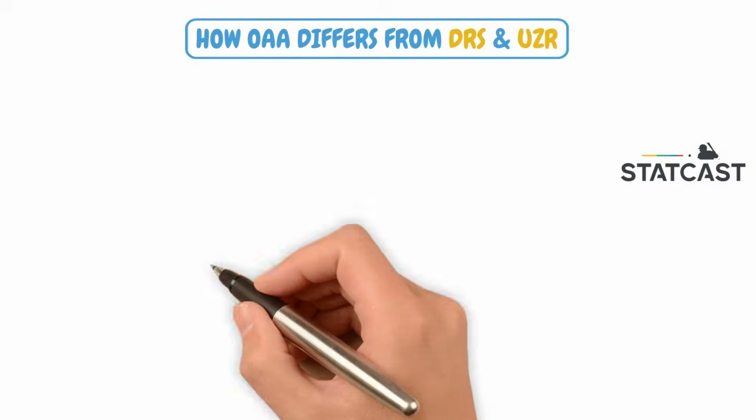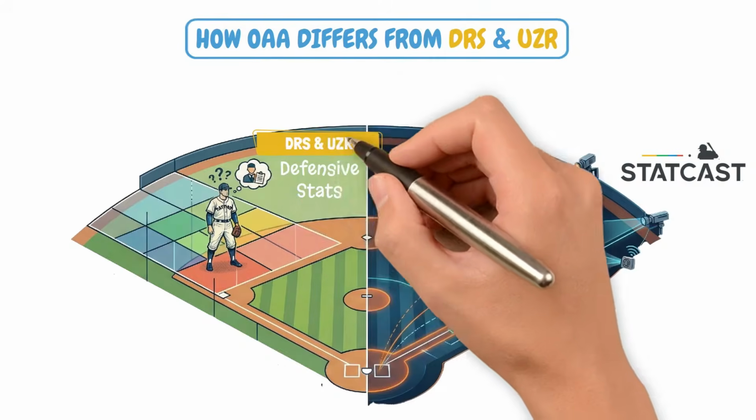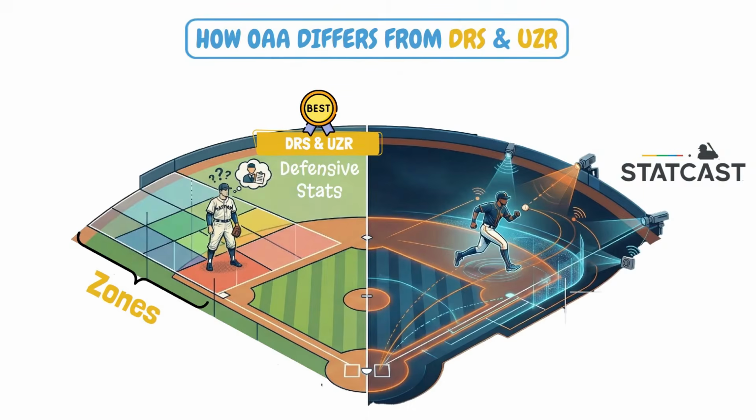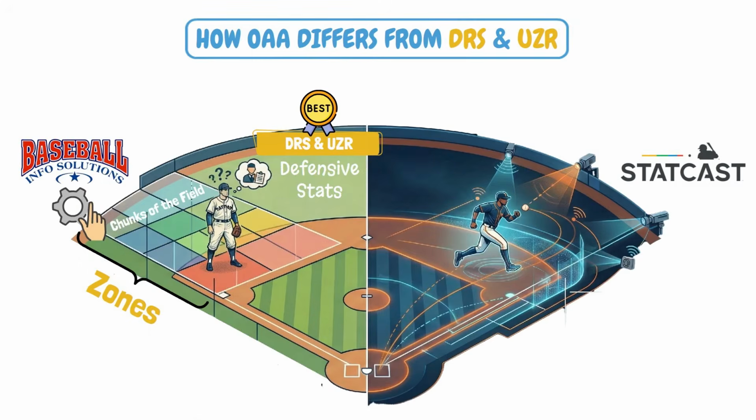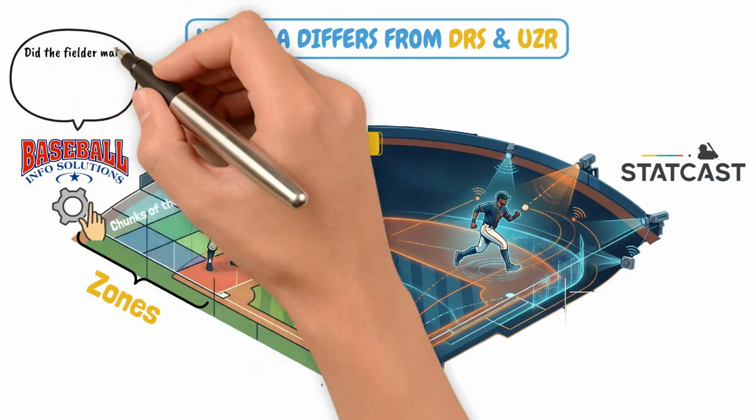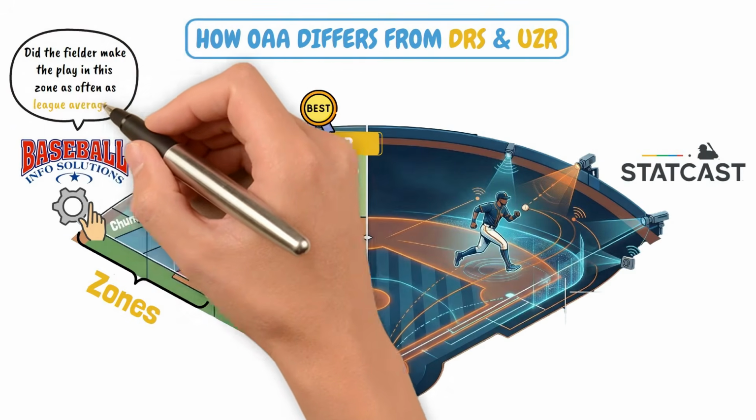Before StatCast, defensive stats like DRS and UZR did their best using zones, essentially chunks of the field manually tracked by companies like Baseball Info Solutions. They asked, did the fielder make the play in this zone as often as a league average?